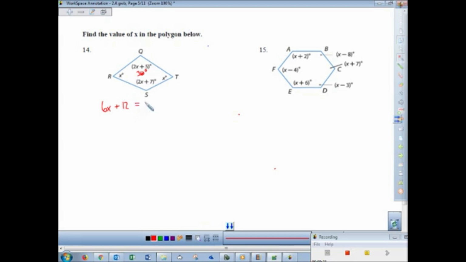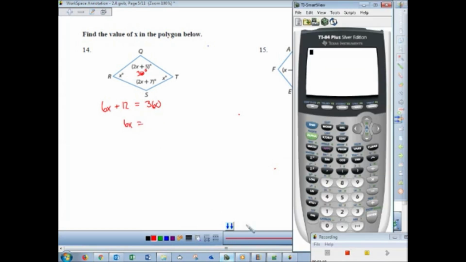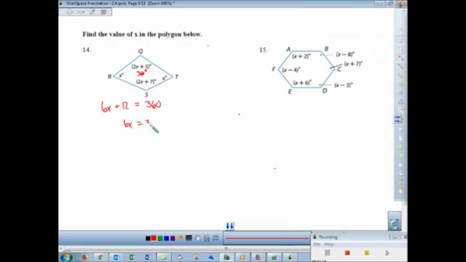They need to add up to be 360 degrees. That's what happens when I took all four of these bad boys. They should all add up to equal this. So now we can simply solve for x. 6x should equal 360 minus 12. So if you need to punch that in, you can. But 360 minus 12 is a nice 348. And then we can divide that by 6.